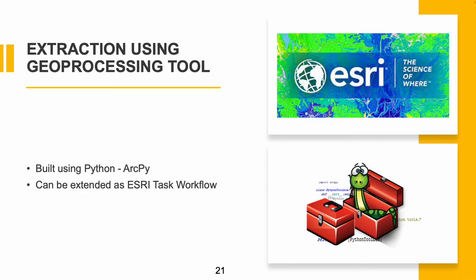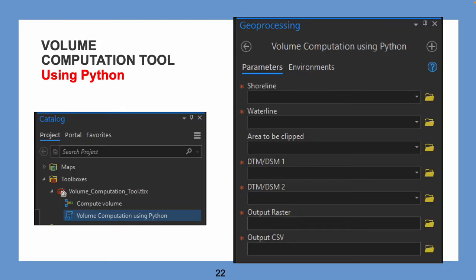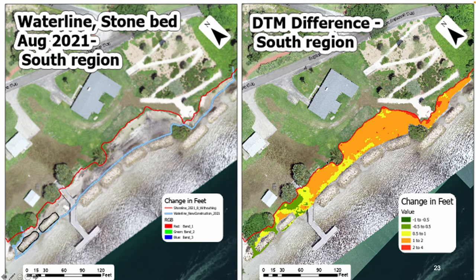I used the ArcPy module to build a geoprocessing tool in ArcGIS Pro, which can be further extended to develop a task workflow. So this is the developed geoprocessing tool for the volume computation, which takes the shoreline and the waterline as input, along with the areas to be clipped, like, as I showed, the artificial stone beds. So those are all the areas to be clipped, and two DTMs of April and August. So these are all the inputs. With the help of this, we will get the output as shown here.